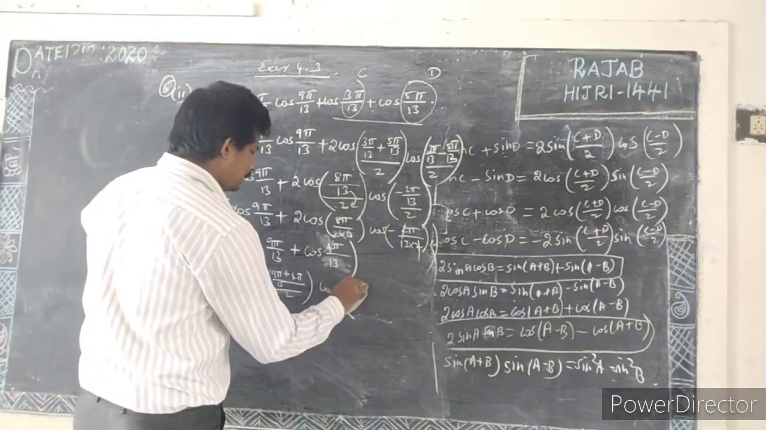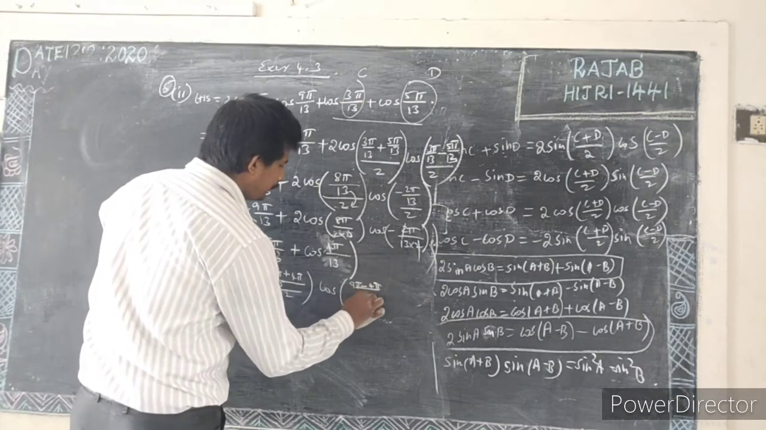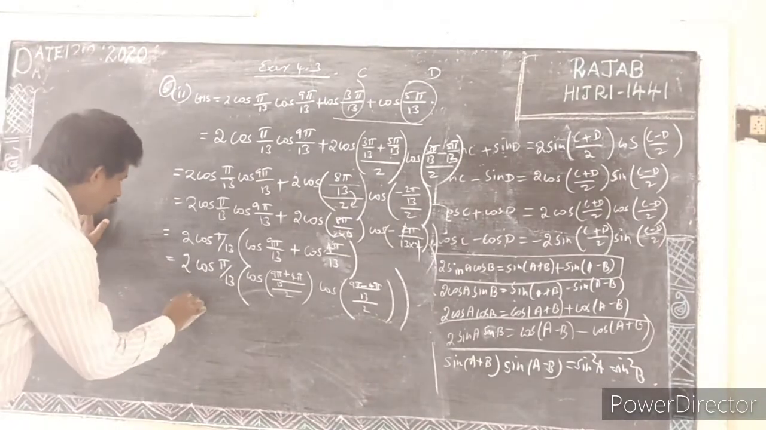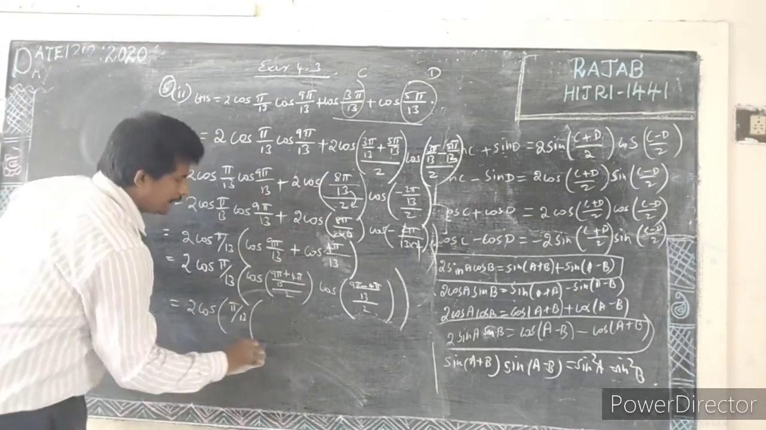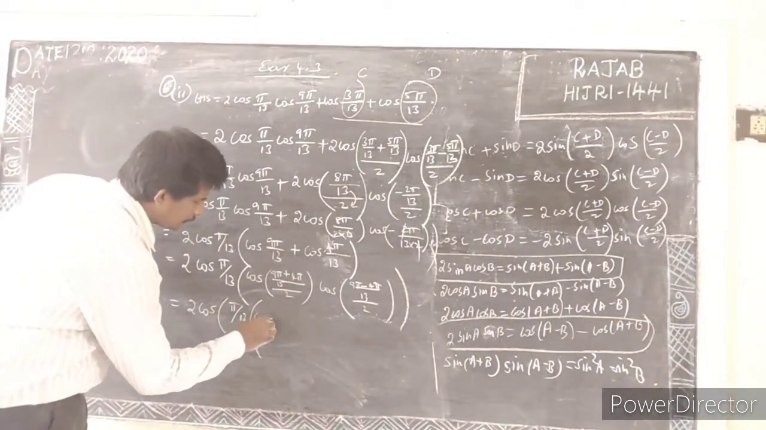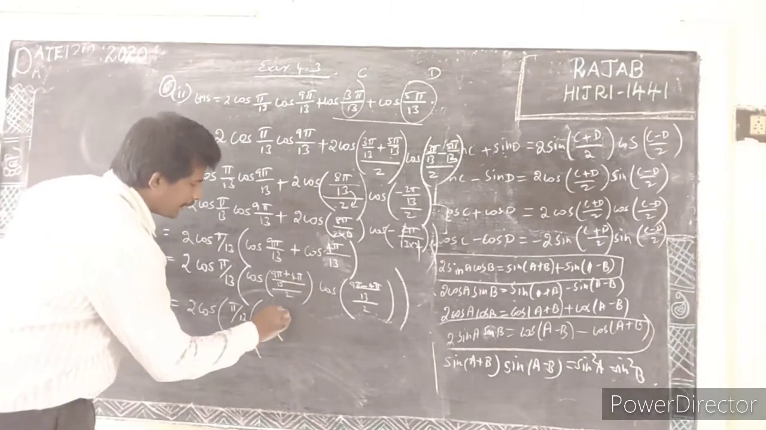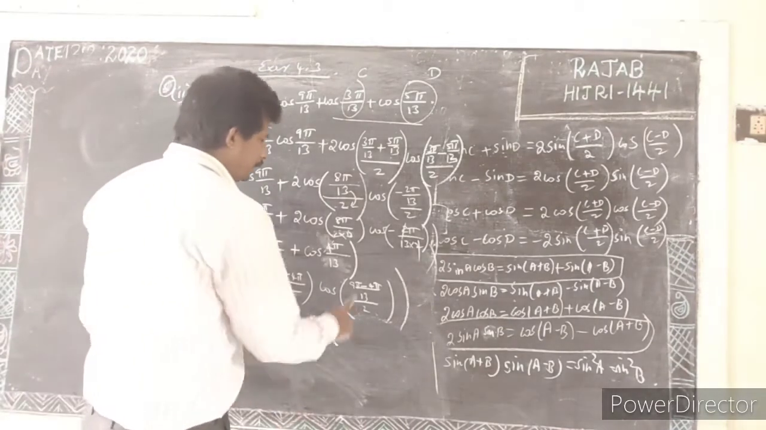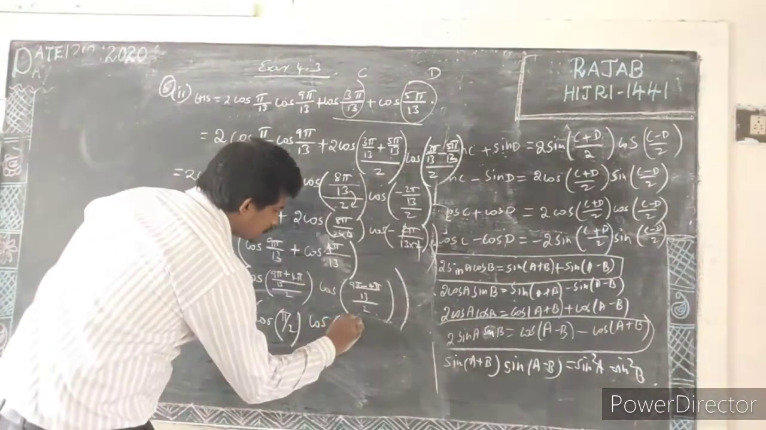Cos (9 pi minus 4 pi) by 13 divided by 2. So this is equal to 2 cos pi by 13 into cos 13 pi by 26... so 13 will get cancelled. So pi by 2 cos. Here we'll have 5 pi by 26.